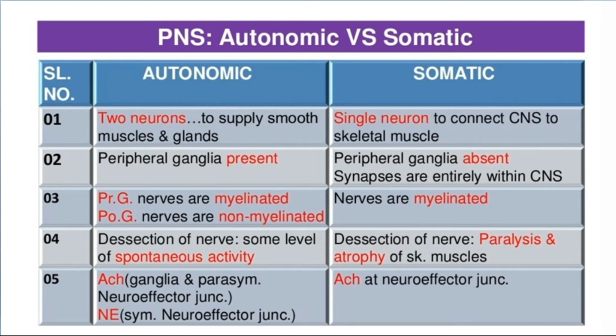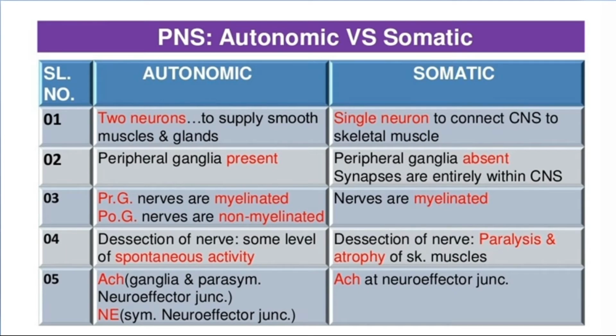Somatic, single neuron connects CNS to skeletal muscle. In autonomic, peripheral ganglia present. In somatic, peripheral ganglia absent. Synapses are entirely within CNS. In autonomic, preganglionic nerves are myelinated and postganglionic nerves are non-myelinated. In somatic, both nerves are myelinated.